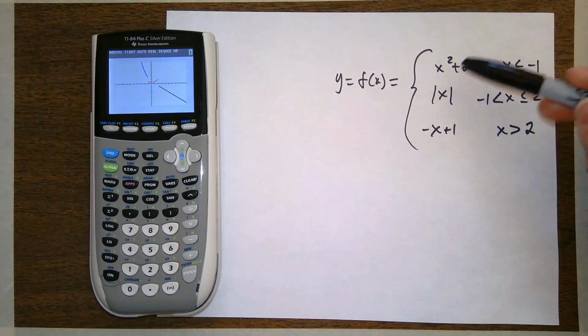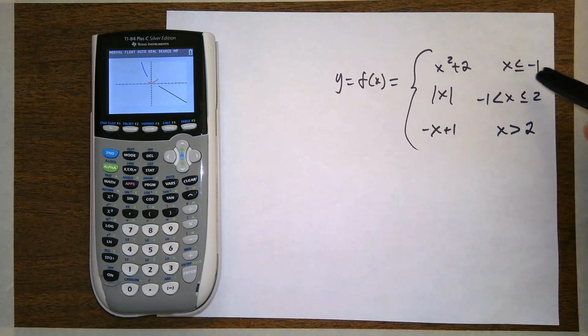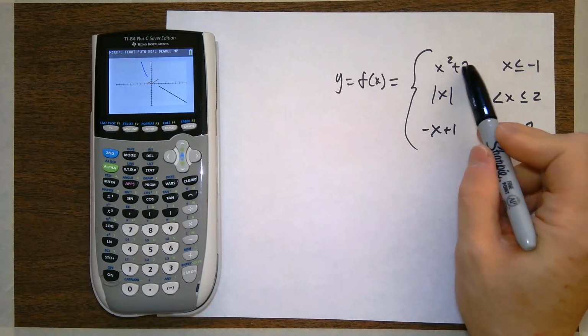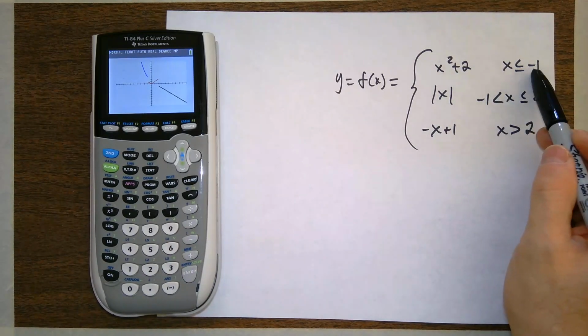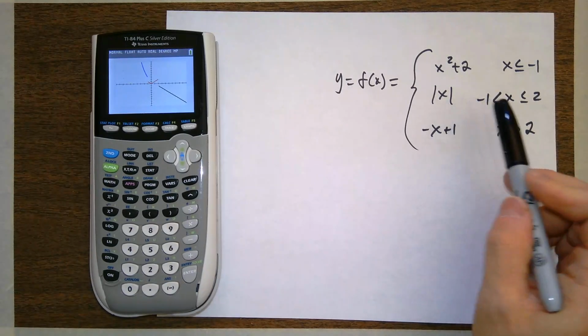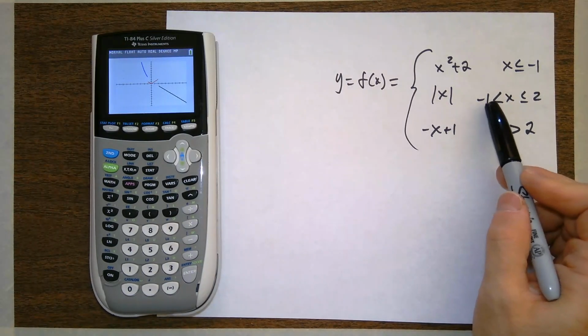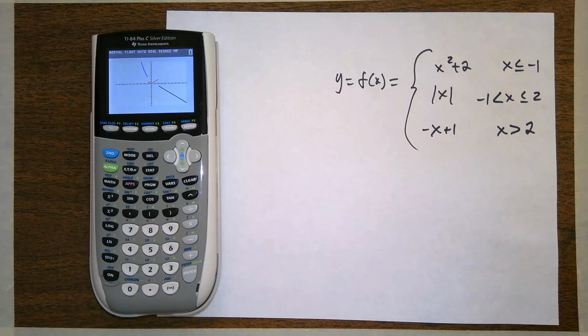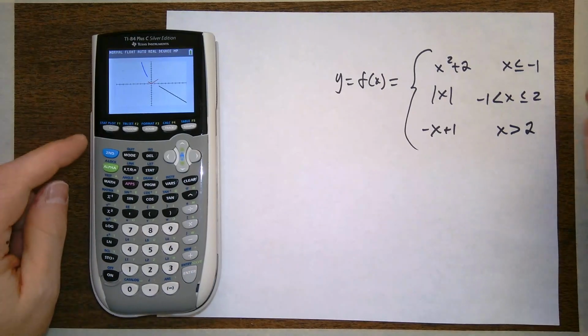If you're going to evaluate this function at -1, you want to make sure the calculator is evaluating it in this function where it's less than or equal to -1, and not in this function where it's only greater than -1. All right, let's take a look at another one.